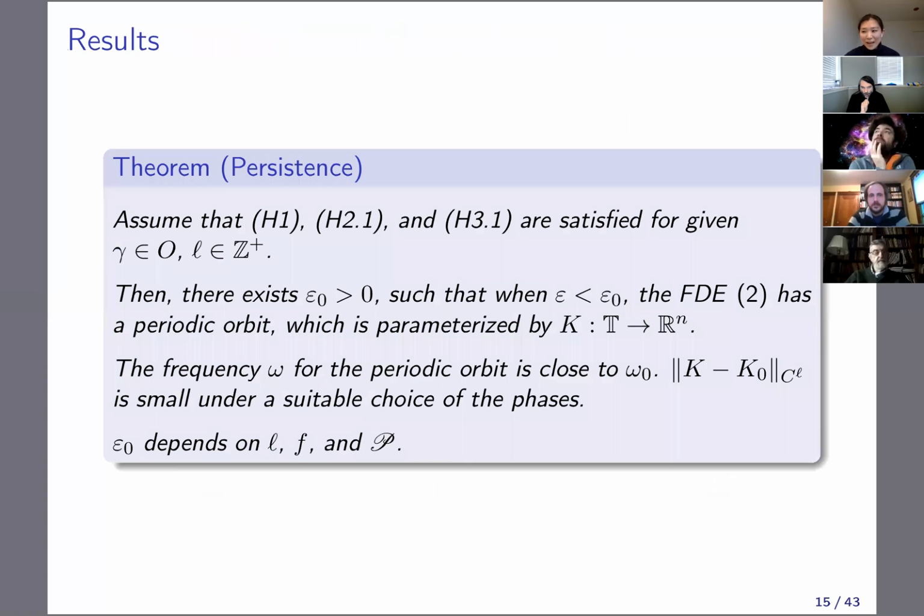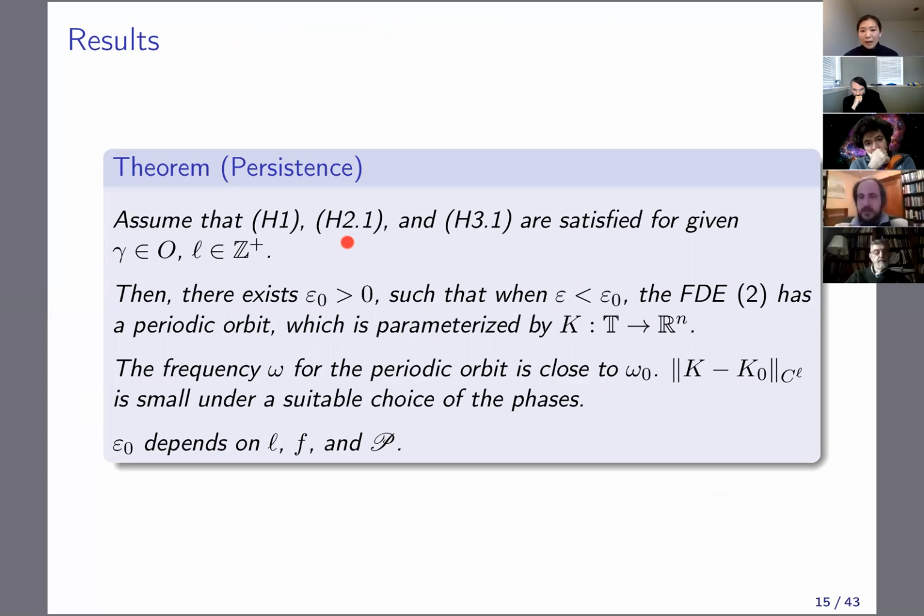Now we are ready to state our main results. Our first result talks about the persistence. It says that if we have the assumptions on the periodic orbit, basically the monodromy matrix has simple eigenvalue 1, and then we have the assumptions on the perturbation term P, which are the propagated bound assumption and the C0 Lipschitz assumption.